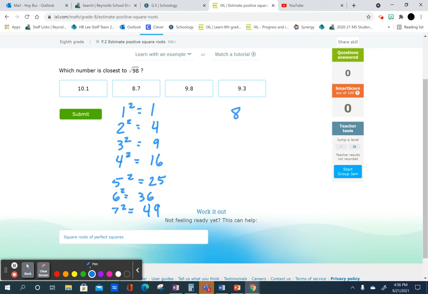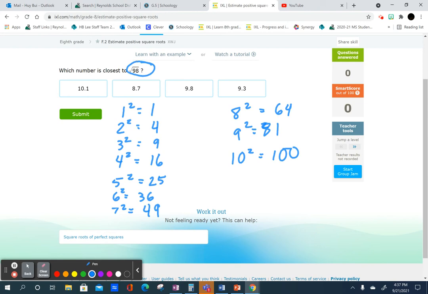And if we go 8, 9, 10, 8 squared is 8 times 8, so 64. 9 squared is 81. And 10 squared is 100. All right, so if we're going to estimate positive square roots, then this first example has the square root of 98.